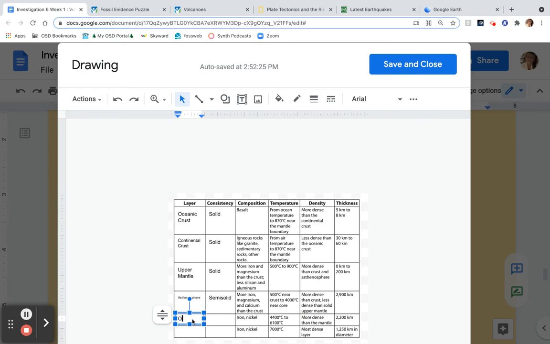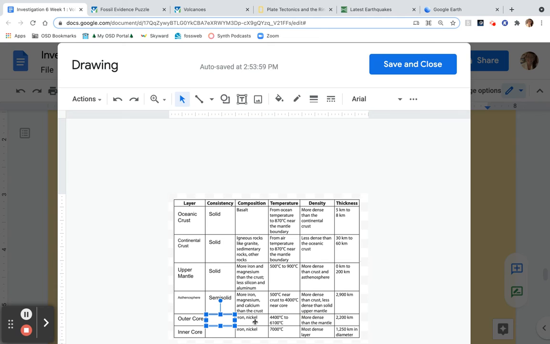Underneath the asthenosphere is the outer core. This fits barely if you make that box a little bigger. And then the inner core. And what is there to notice about the outer core and the inner core?